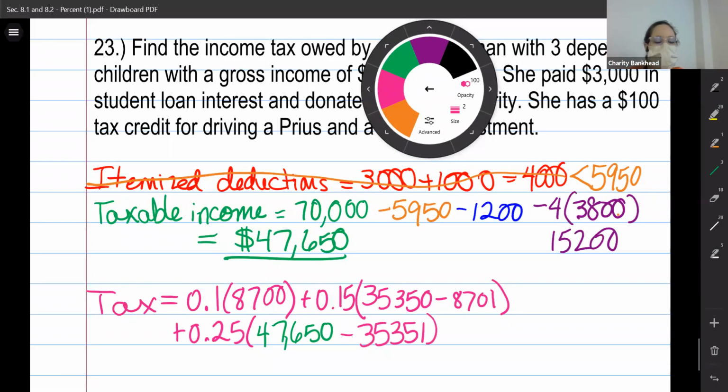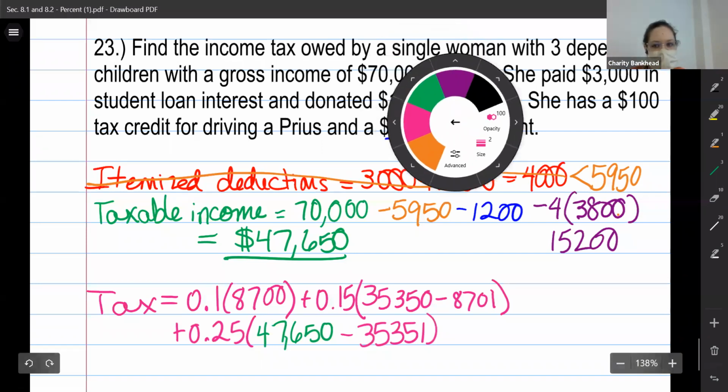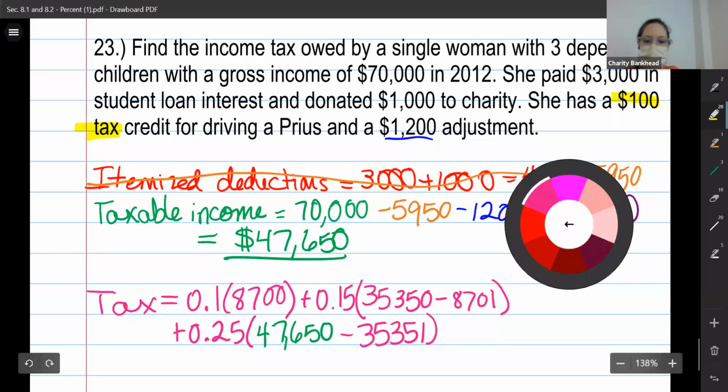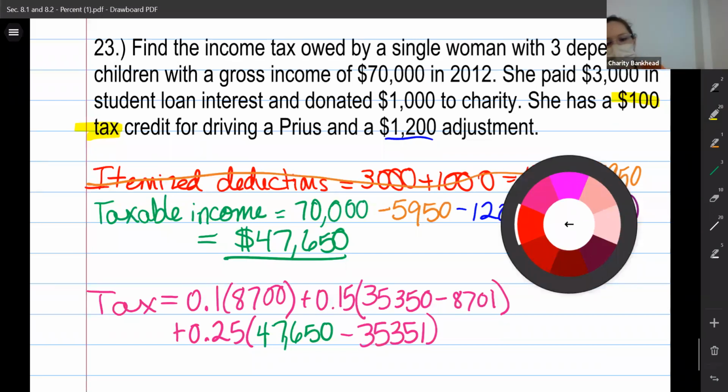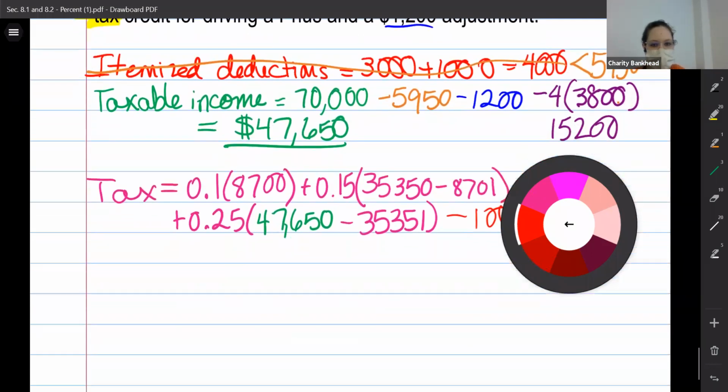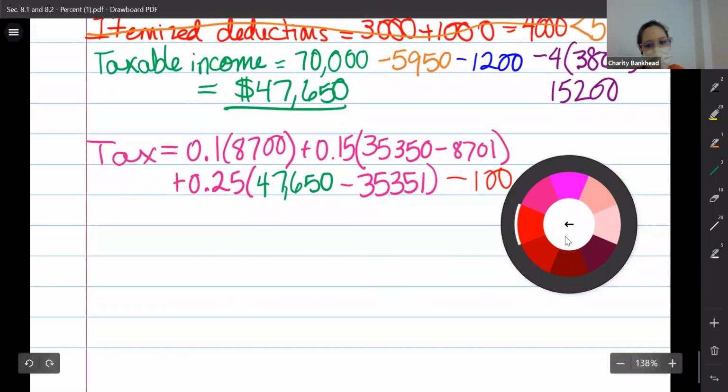All right, and then from that, it says that she had a $100 tax credit. So deductions are things that you deduct directly from your taxable income, whereas a tax credit is something you deduct directly from the amount of the tax you're paying. So we're going to subtract $100 from the total amount of tax for that tax credit. All right, so again, if you have your scientific calculator, you can type it in just like the way that I've written it down right there.